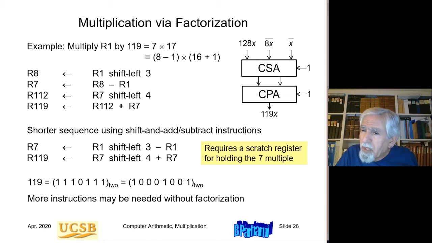That's basically x left shifted by 3 bits and complemented, and that one carry-in of 1 inserted into the carry save adder forms the 2's complement. The 2's complement of x is the 1's complement of x with this one providing that additional one. So the hardware needed to multiply by 119 is a carry save adder and a regular carry propagate adder. Much simpler than a full-blown multiplier.